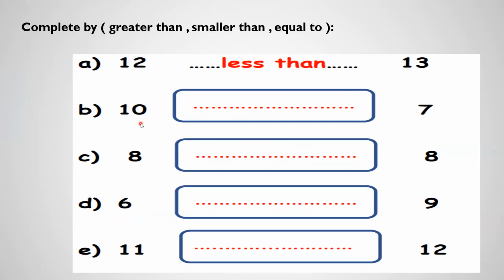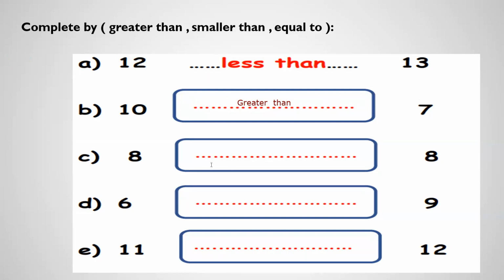Here's 10. What about 10? It's bigger than 7 or smaller? Of course, 10 here is the big. So we will write bigger than means greater. So put greater than. So can you read? Yes, it's 10 is greater than 7.